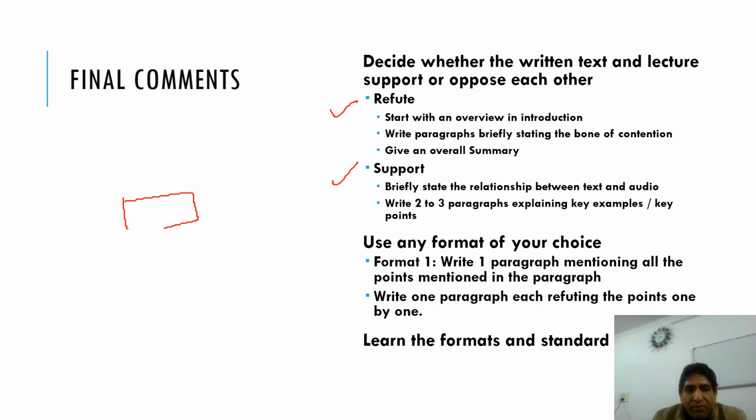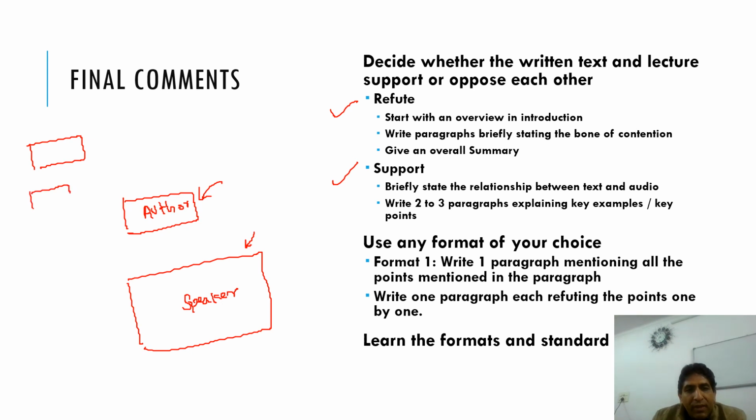Either you can use the format wherein you talk about the author's point of view first and then make a big paragraph talking about what the speaker or the lecturer says. So this is what the author said, and this is what the speaker said. This is one structure that you can follow. Or you can give an introduction and then one line on the author and how the speaker refutes it or supports it. Then again the second point mentioned by the author and how the speaker refutes it or supports it. And then at the end you write a small summary statement.